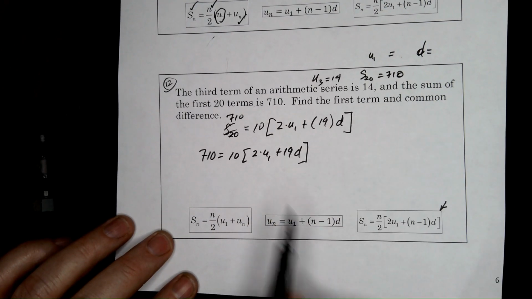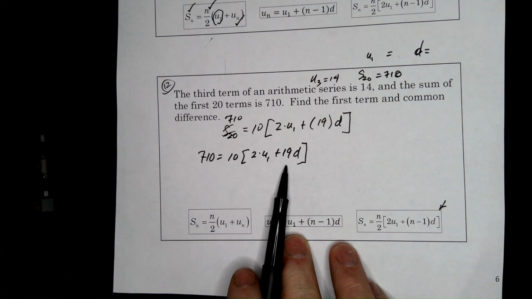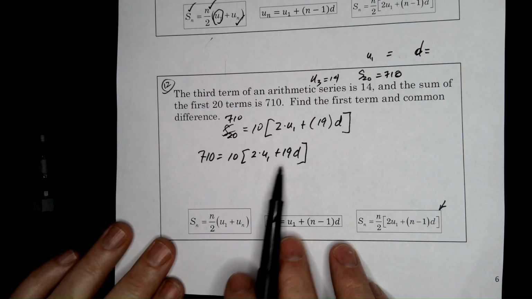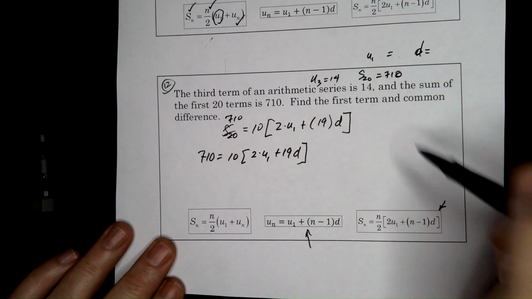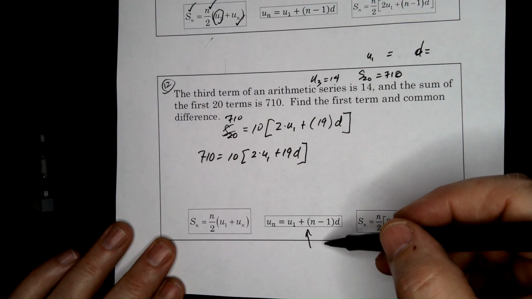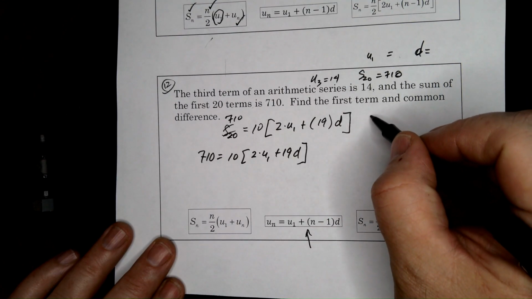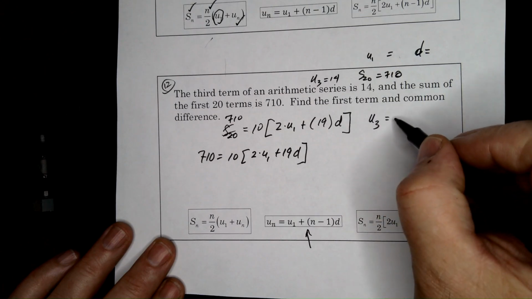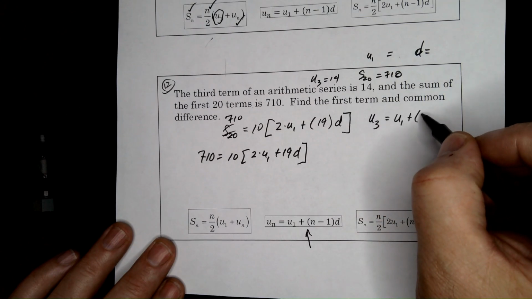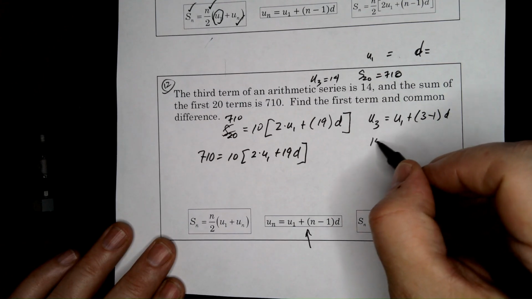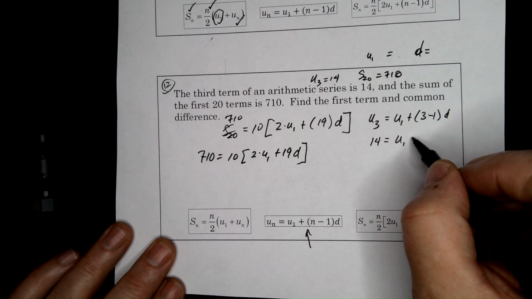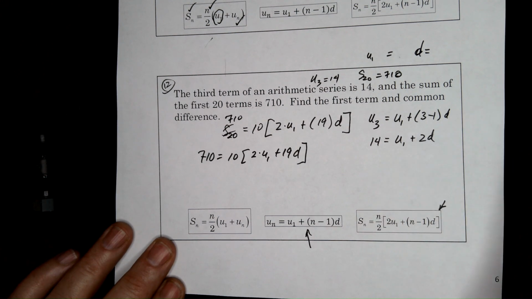Now, there's a problem because I have one equation and two variables. I can't solve that. And so the thing that was really tricky is I wasn't sure how to proceed. But then I remembered we also can use this formula because we have to find u1 and we have u3. We don't have the difference, but we can set up the formula. So watch this. So u3 equals u1 plus 3 minus 1 times d. And of course, u3 is 14. So 14 equals u1 plus 2d. So now I have two equations and two variables. I have a system of equations.